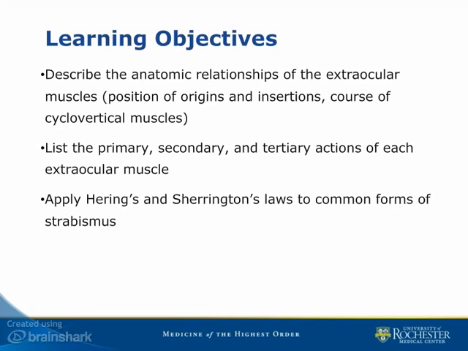Specific objectives for this session include: you should be able to describe the anatomic relationships of the extraocular muscles, including the positions of the origins and insertions, and of course the cyclovertical muscles. Secondly, you should be able to list the primary, secondary, and tertiary actions of each extraocular muscle. And lastly, you should be able to apply Herring's and Sherrington's laws, which are two of the laws of motor physiology, to common forms of strabismus.